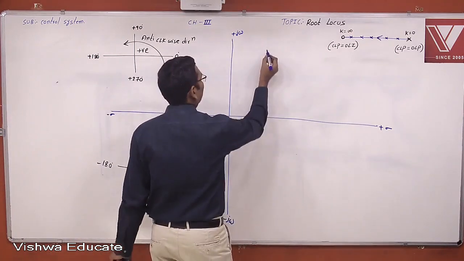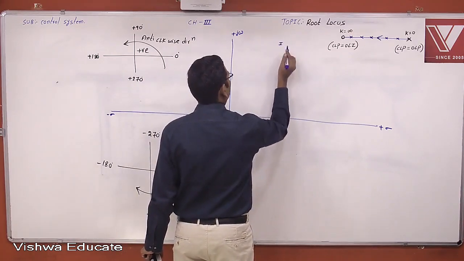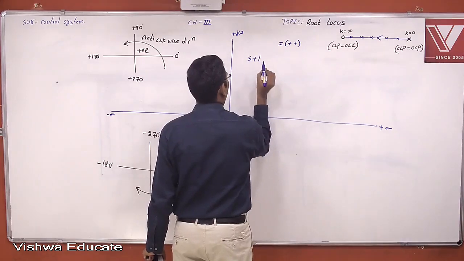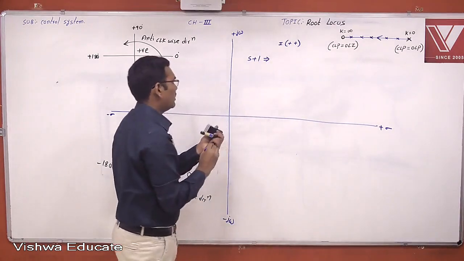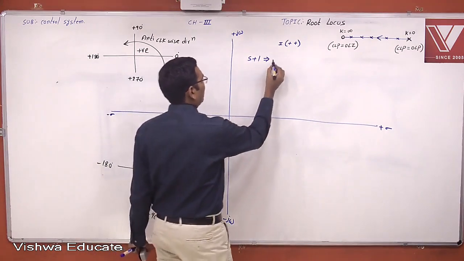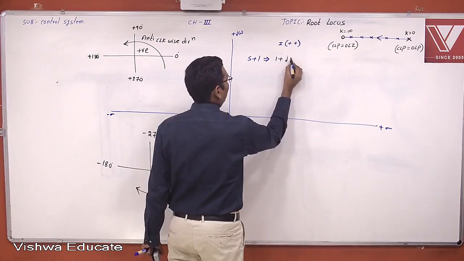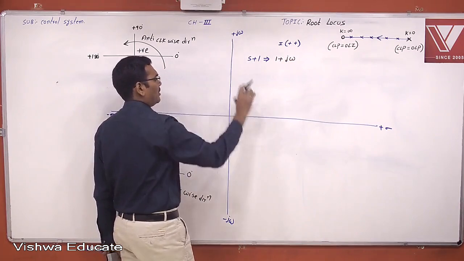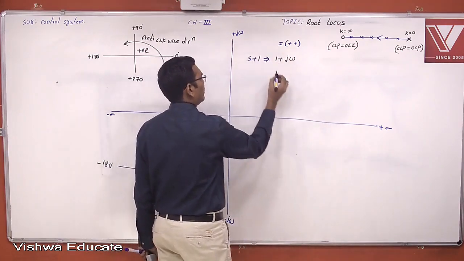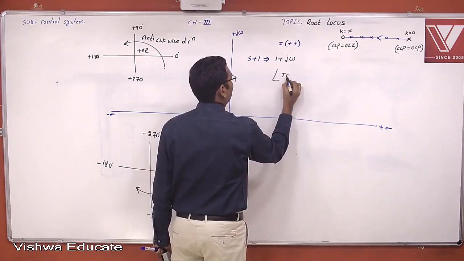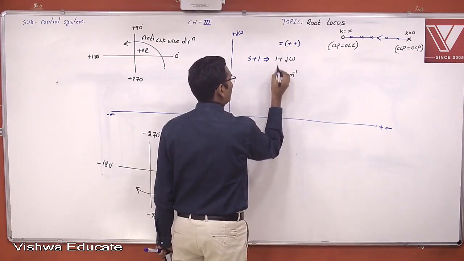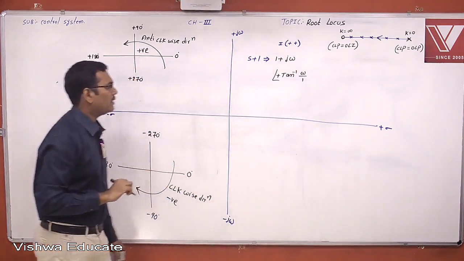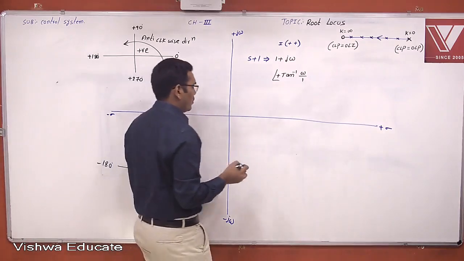Now this is the first quadrant. Can I write like this? S plus 1, which is nothing but, if I replace s equal to j omega, 1 plus j omega: positive real part and positive imaginary part. What is the angle? The angle is plus, because the numerator is plus, tan inverse imaginary part by real part. Is it right or not? Yes.